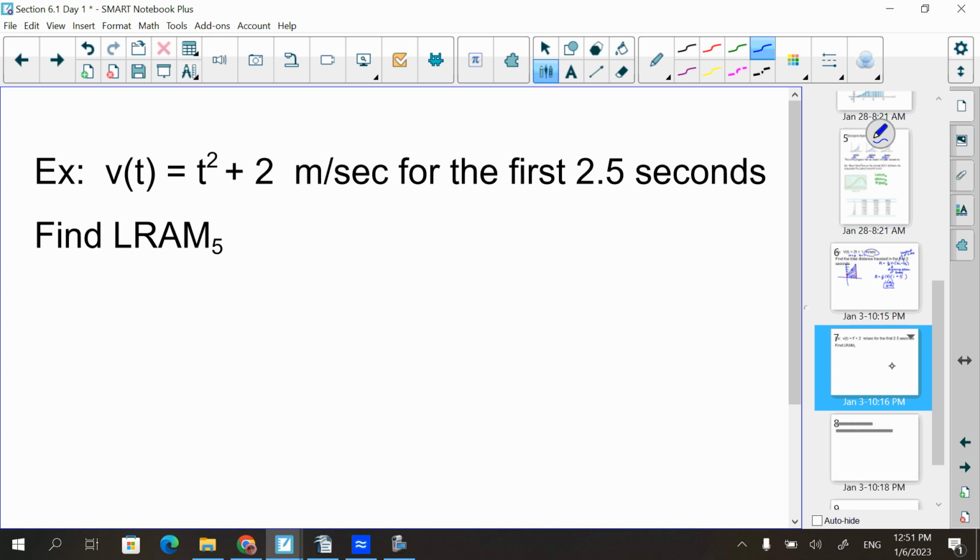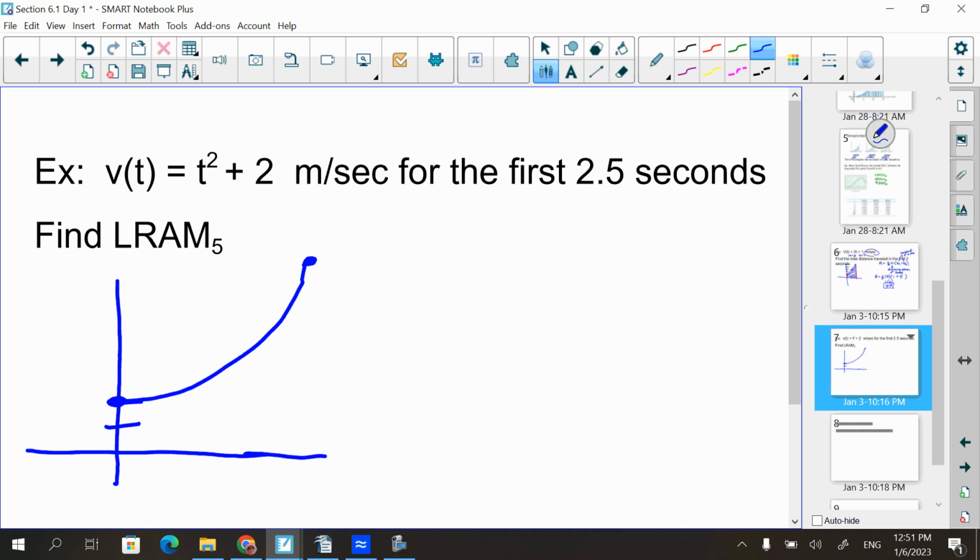V of t equals t squared plus 2 meters per second. For the first 2.5 seconds, find LRAM 5. So they're very specific. All right. So I start with a graph of t squared plus 2. It is crossing the y-axis at 2, right? It's a parabola that just moves up 2. But we don't have negative time, so we have to take that side away. So it's starting here at 2, and it's going like this. And it's ending at 2.5. This here is 2.5 seconds.